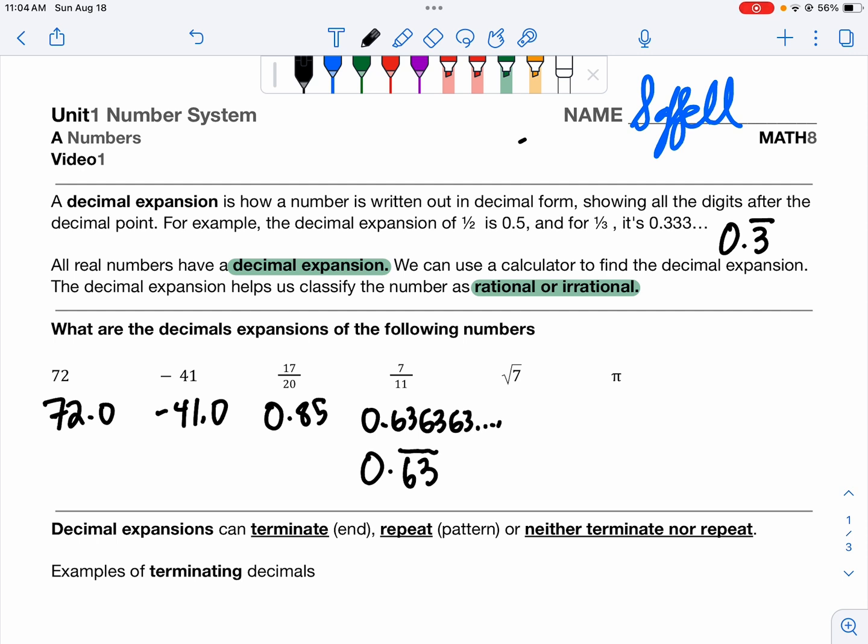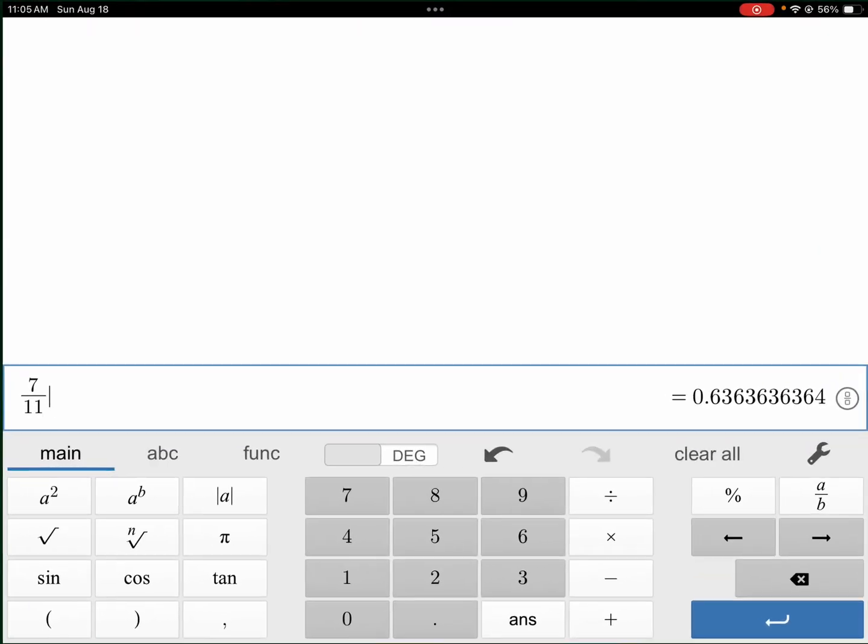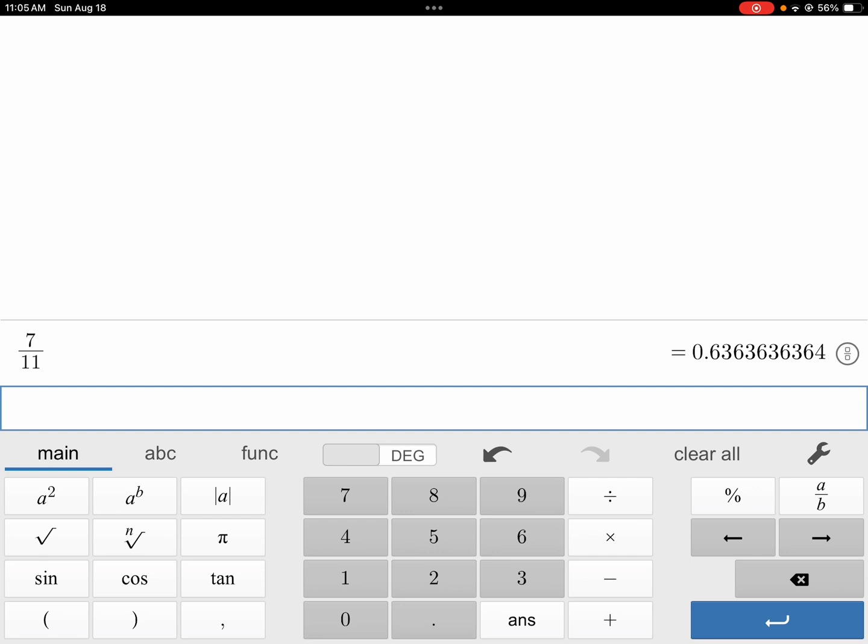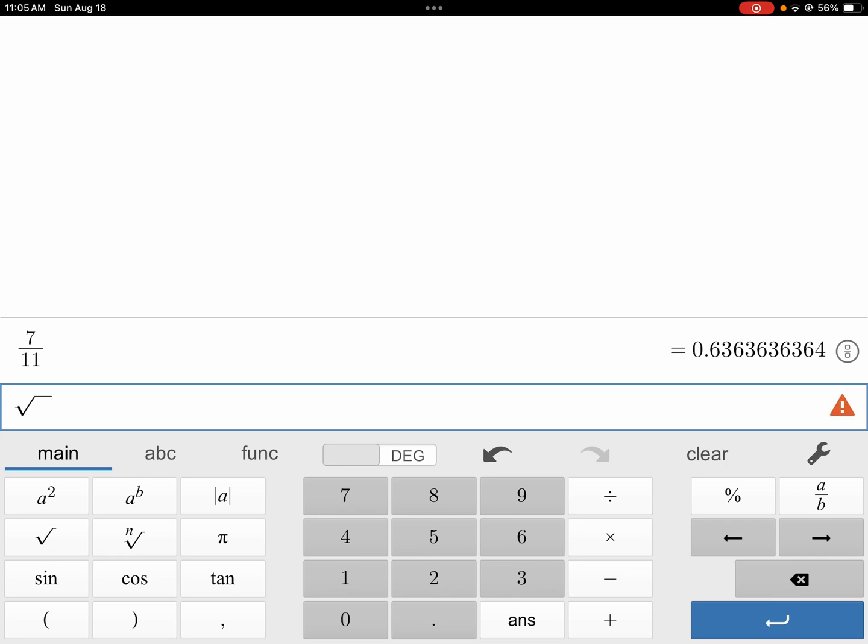Our next number is the square root of 7. This is something we're going to talk about more. Square root undoes square. We will talk about that in the next video a little bit more, but here we'll just see what that is. So the square root of 7. If you look on the left side under the word main, there's this little checkmark-looking thing. If you hit that, it brings up the square root, and then you put a 7, and it gives us the decimal expansion.